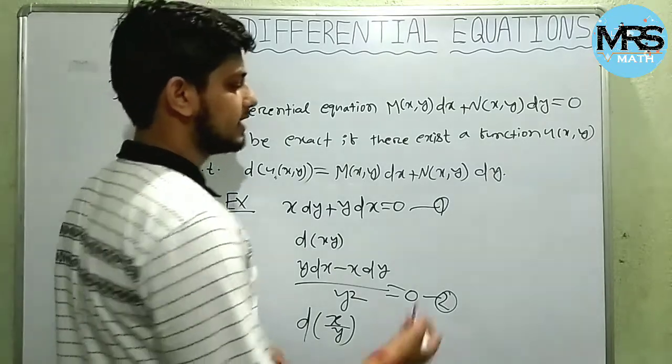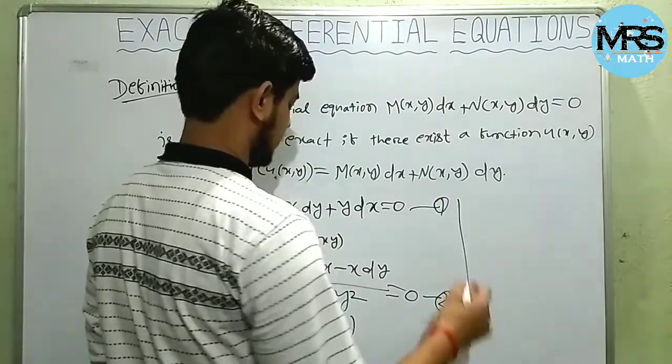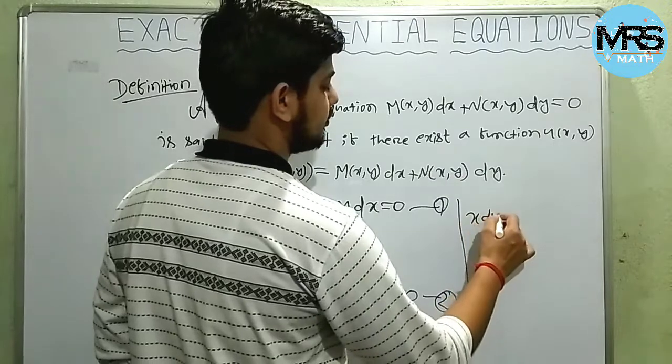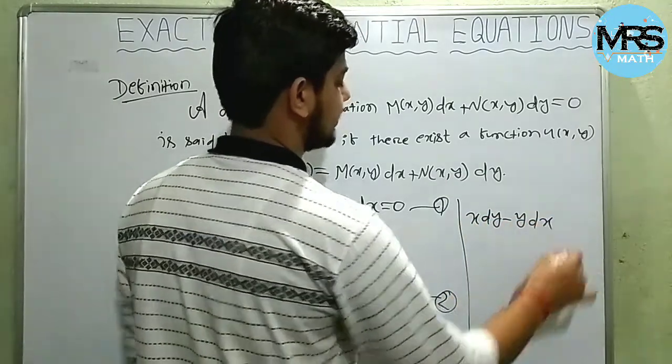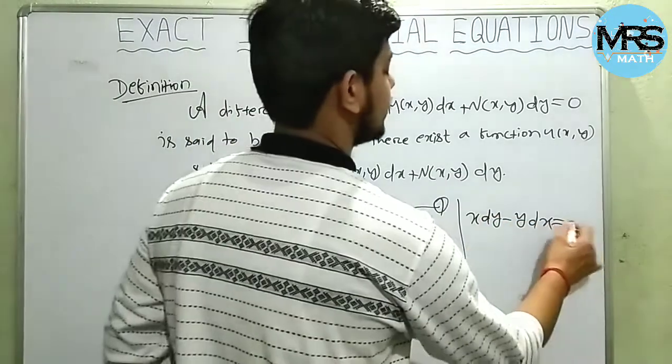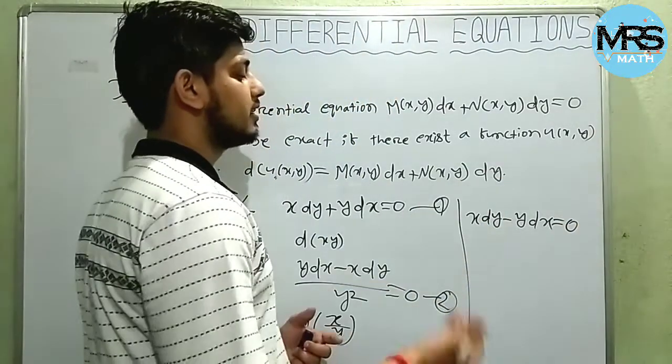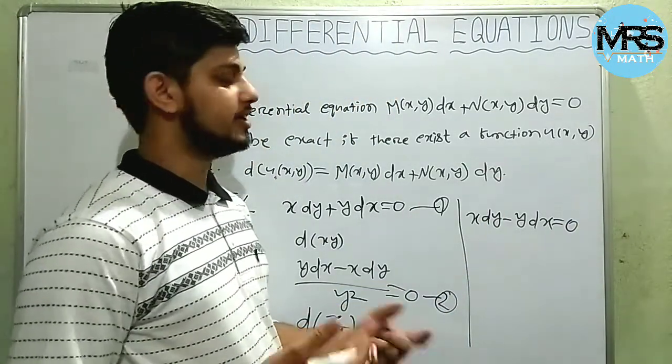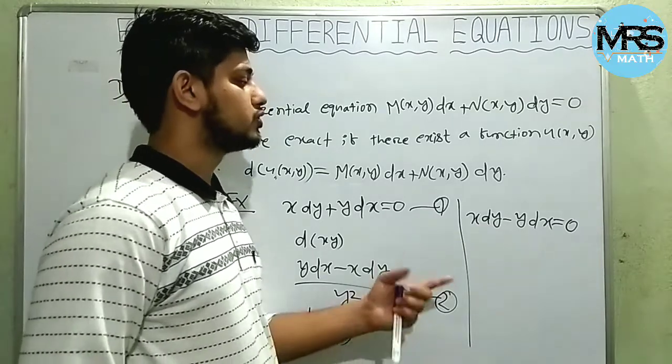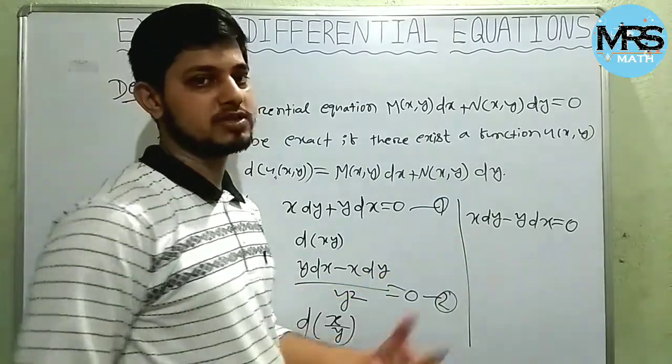If you take another one, x dy - y dx = 0, then this one we cannot write in terms of d(u(x, y)). So this is not an exact differential equation.